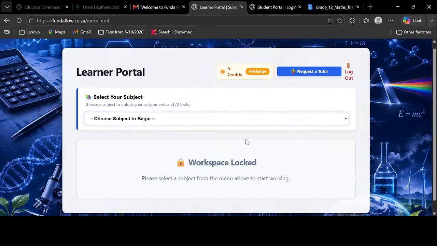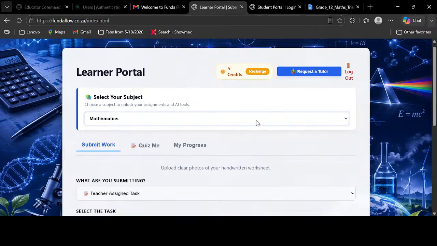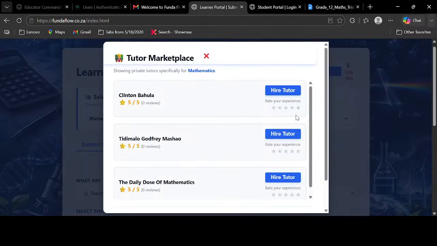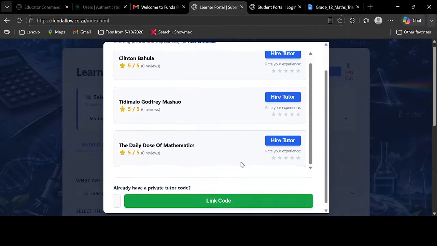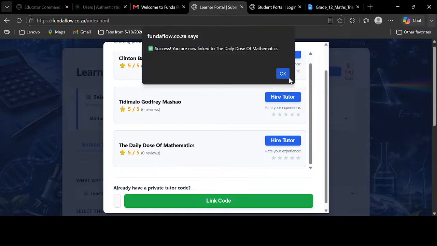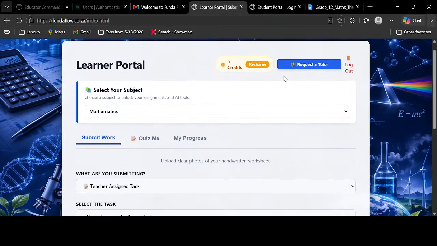Since this one is our daily dose of mathematics, we're going to say mathematics. And then let's request a tutor. We have our tutor, you can click there, and now I'm going to go with the daily dose of mathematics today. And then our tutor is hired. So they've hired me now as the daily dose of mathematics. I'm a tutor of this company from the flow, so I will be able to see anything that Itu is doing, guys. Anything that Itu is practicing, quizzes. So I'll be able to say, okay, Itu is struggling here, where can I assist Itu? That's basically how it works.